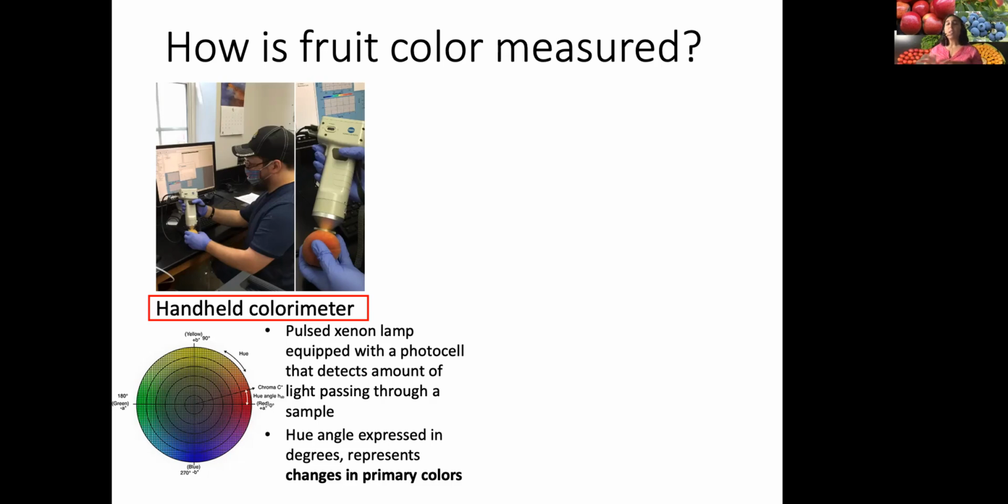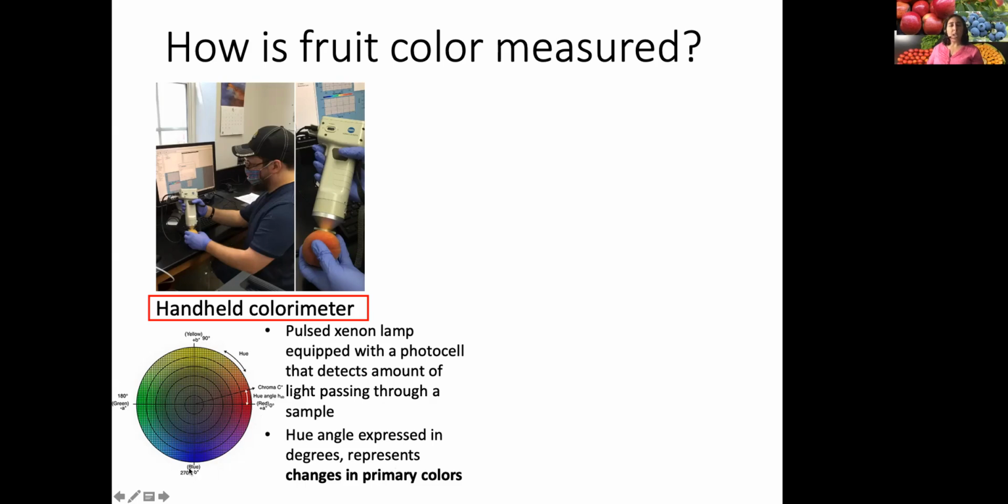And this instrument is going to give us a series of measurements, but the one that we are most interested in is what we call the hue angle. This hue angle is expressed in degrees and is what I am showing you here in this diagram. The hue angle is a quantitative value, but it can be translated into a real color. So it will represent the changes in primary colors. When we have a hue value of 90 degrees, for example, we know that the fruit is really yellow. When we have a read around 0 or between 0 and 45, we are moving from a yellow towards an orange towards a red color.